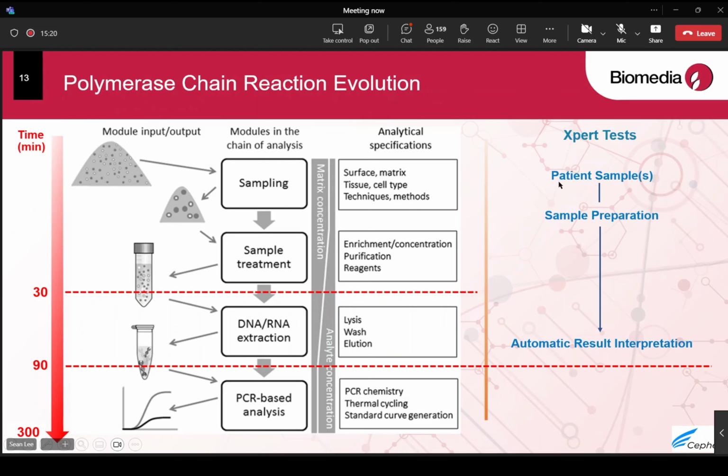All you need to do is get the patient sample, process the sample a little bit, then load it into the cartridge and wait for the results. That's all you need. You can get the result in as little as 30 minutes. For BCR-ABL, it might take about 2 hours.